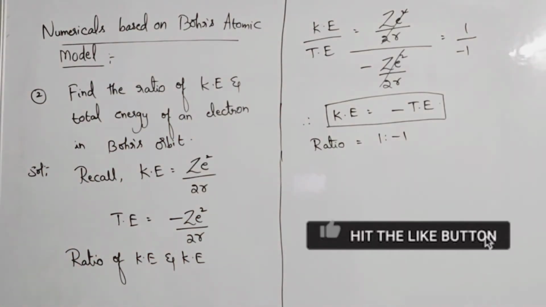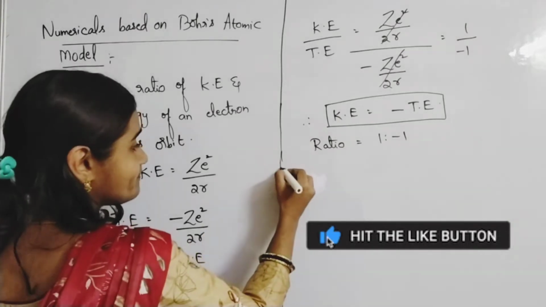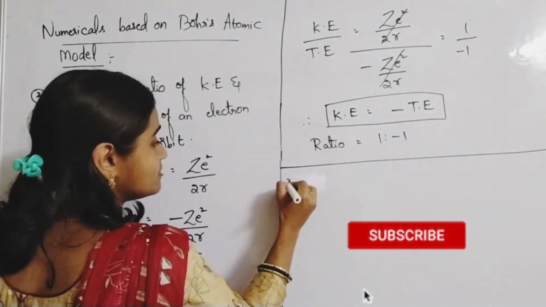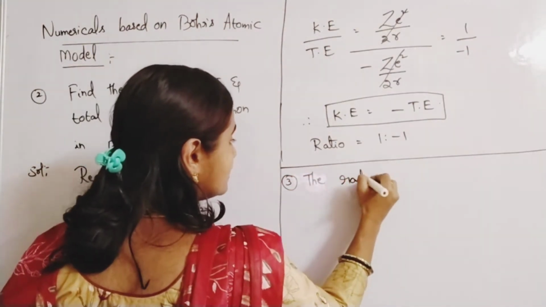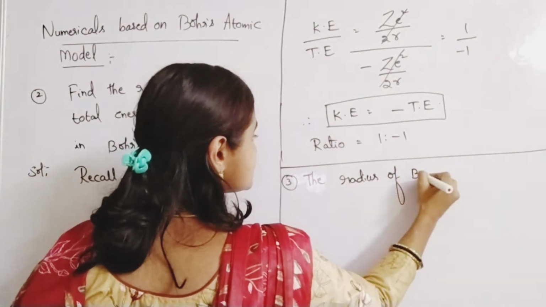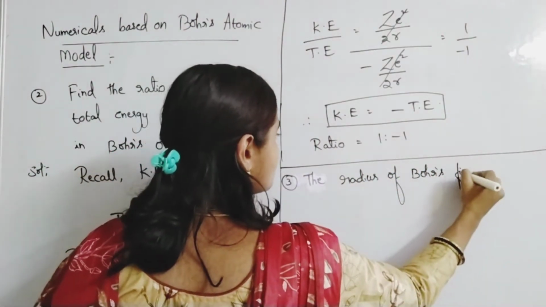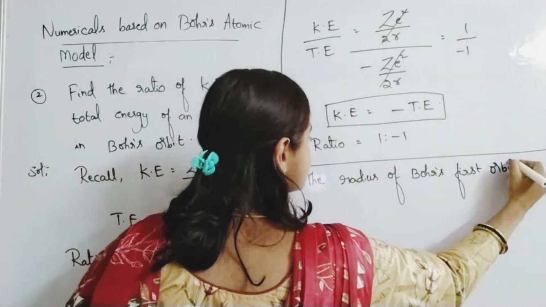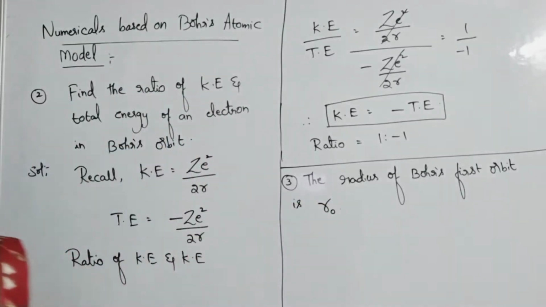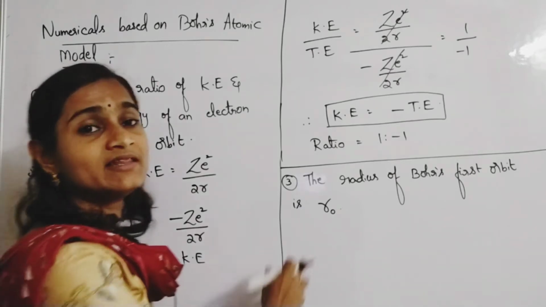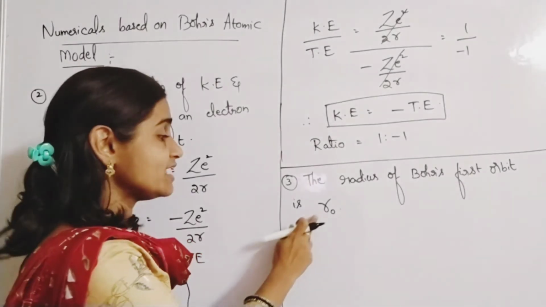The radius of Bohr's first orbit is r0. Question number 3. The radius of Bohr's first orbit is r0. The radius of electron in first orbit of singly ionized helium atom is. It is given that the radius of Bohr's first orbit is r0.